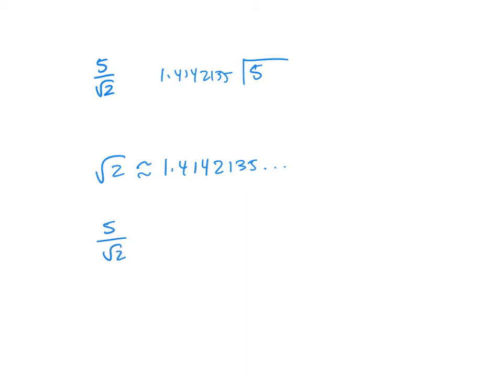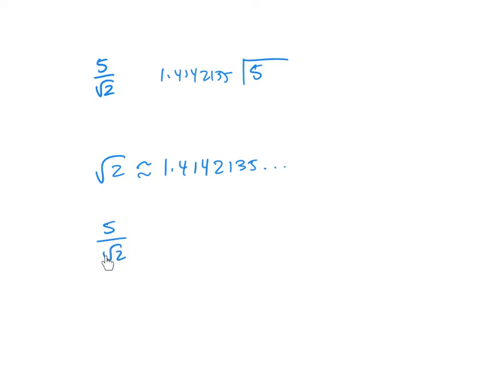The square root of 2 is approximately equal to 1.4142135, and I'm just going to put ... because this is actually an irrational number. These decimals would go on forever and ever and ever. So can you imagine taking the number 5 and dividing it by 1.4142135, etc.? That just represents really, really awkward arithmetic. So whenever we have a radical in the denominator, to simplify that we do a process called rationalizing the denominator.